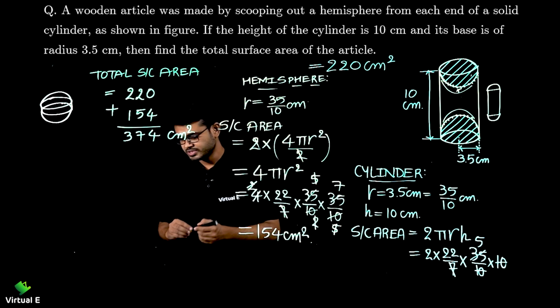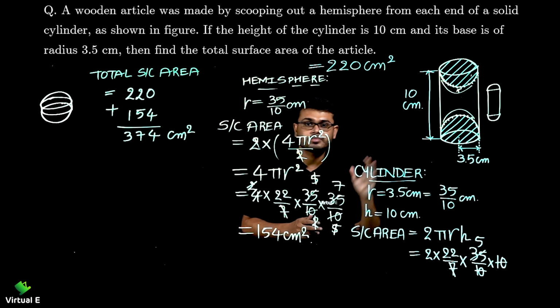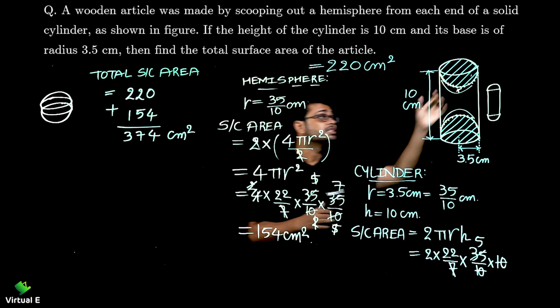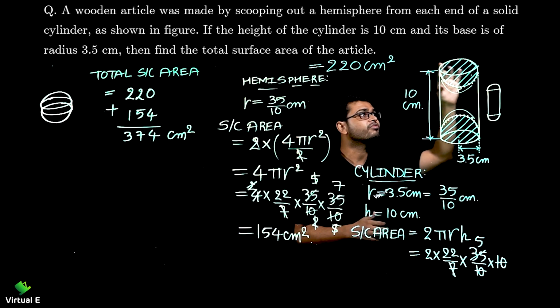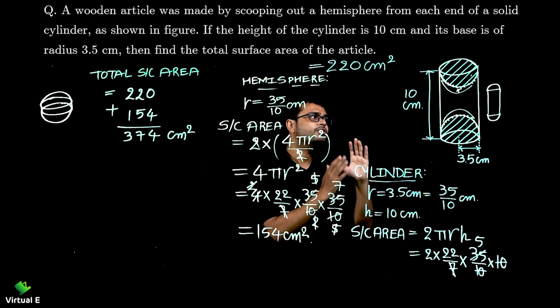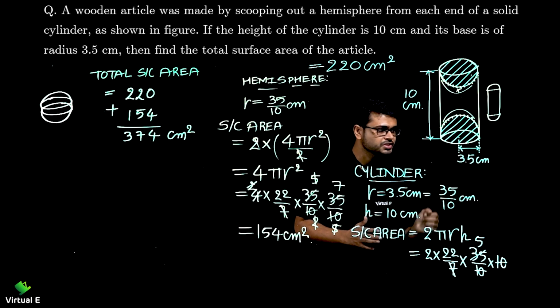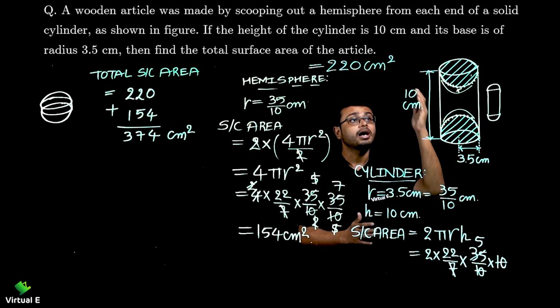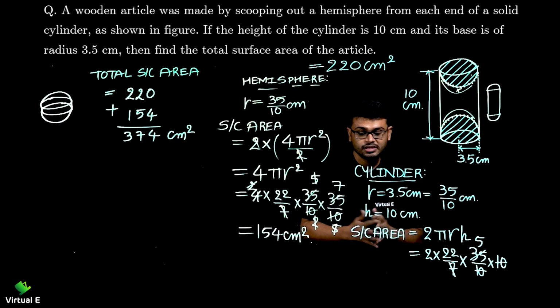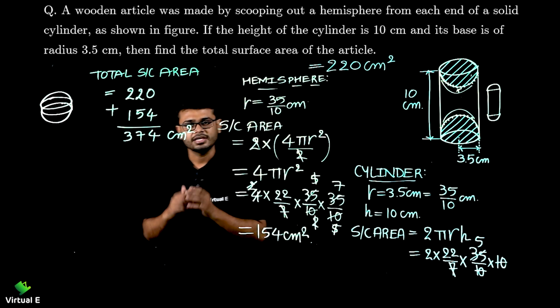Let's recall the steps. First of all, the figure is given in the question. It's very good for us, so we can have an idea of what kind of solid shape is given to us. Remember, a hemisphere is removed from the top and the bottom as well. So we need to find the surface area. First of all, let's start with the cylinder. The radius of the base is given as 3.5 centimeter, height is given as 10 centimeters. So simple, we find the curved surface area for the cylinder.